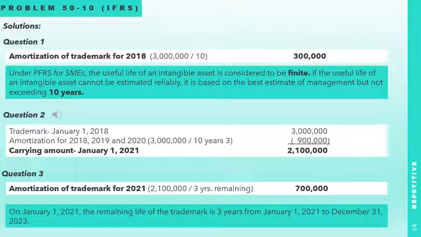We get 900,000, which we deduct from the trademark of 3 million to get the carrying amount we were looking for. So, 3 million less 900,000, we get a carrying amount of 2,100,000. So, the answer in this question is letter B, 2,100,000. That's all. Next is Miss Valenzuela.